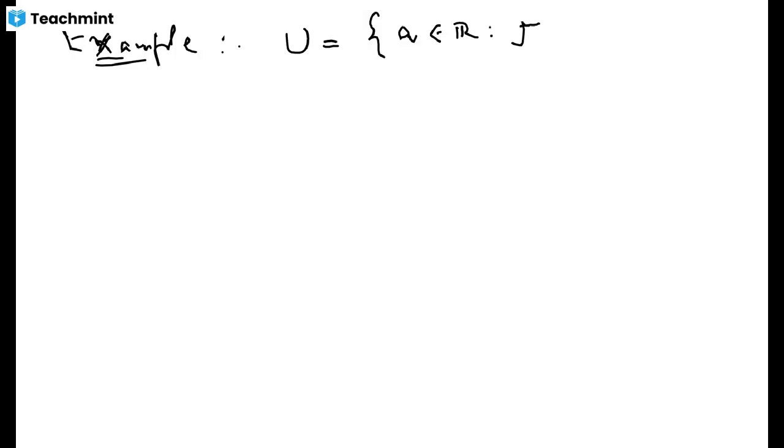So this observation also helps us to identify, to a certain extent, whether a given set is a neighborhood of some point or not. For example, let us consider a set U. Let me take a simpler example instead.